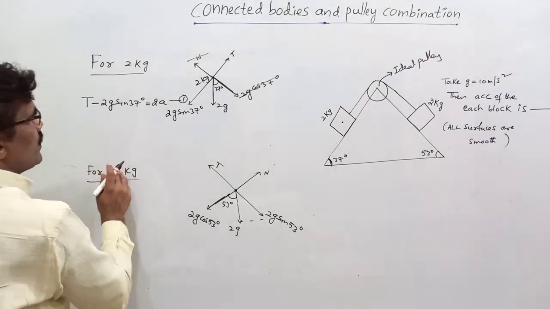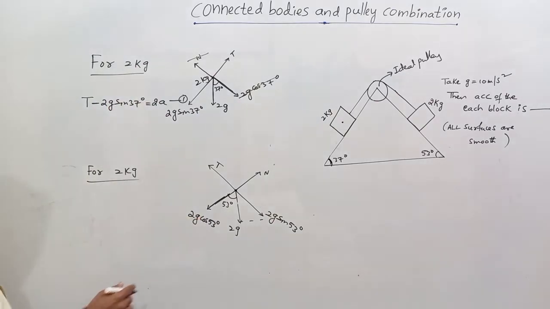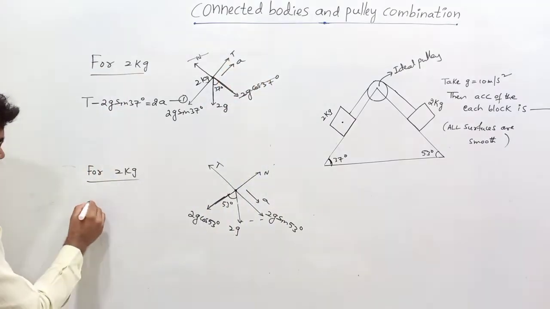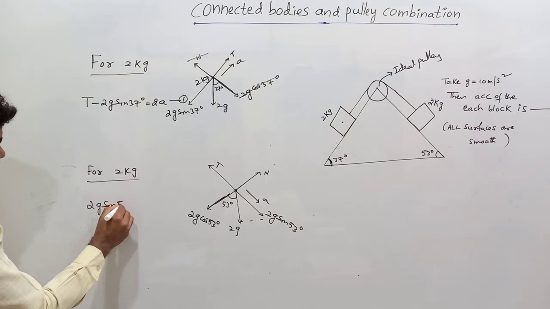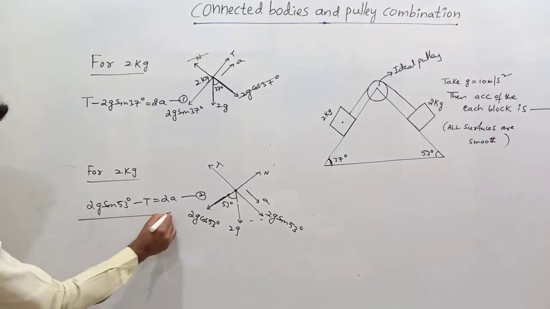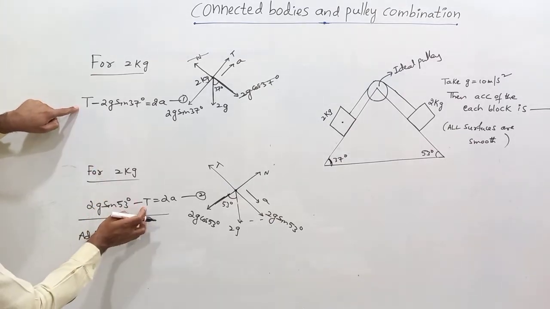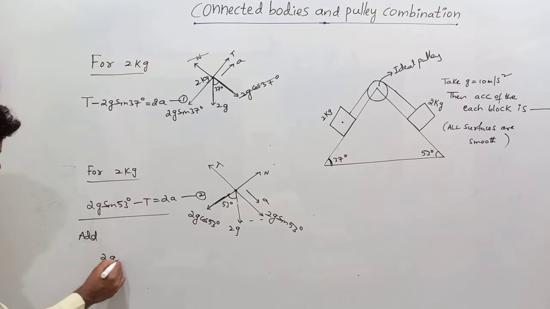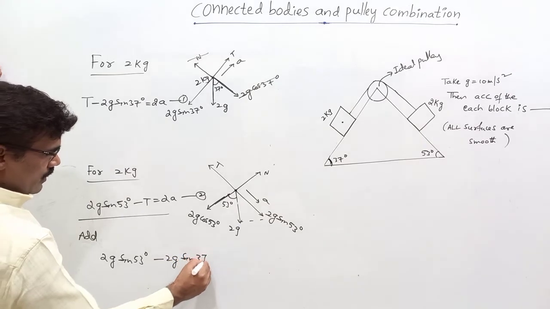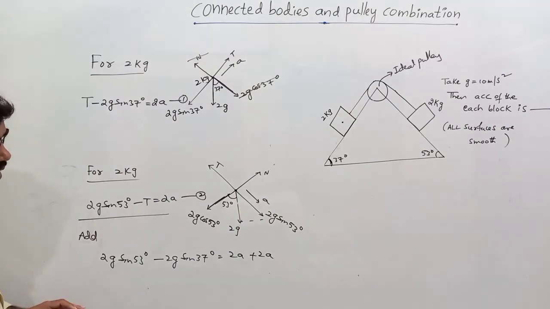Okay, then this is over. T minus 2g sin 37 equal to 2a. Here for this case, this value is more on this side. That's why 2g sin 53 minus T equal to 2a, equation 2. Adding equation 1 and 2, T minus T cancels. 2g sin 53 minus 2g sin 37 equals 2a plus 2a.